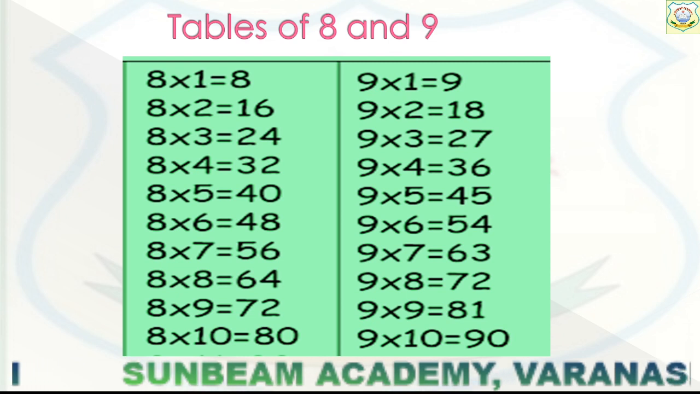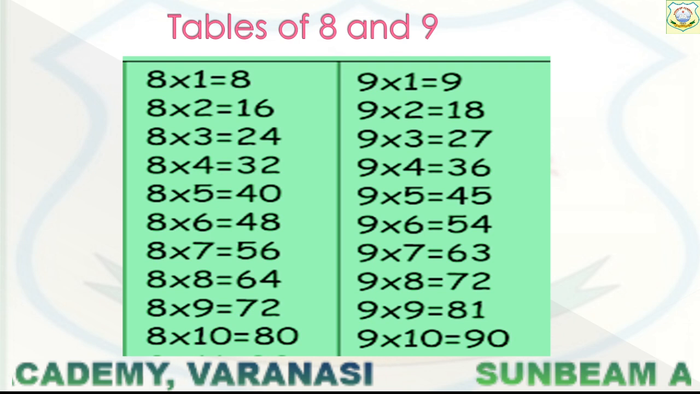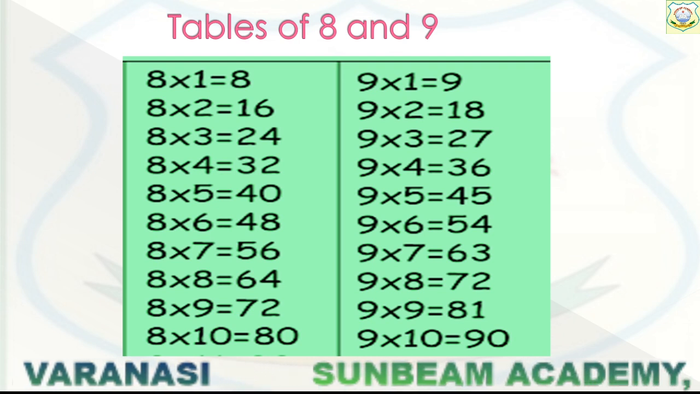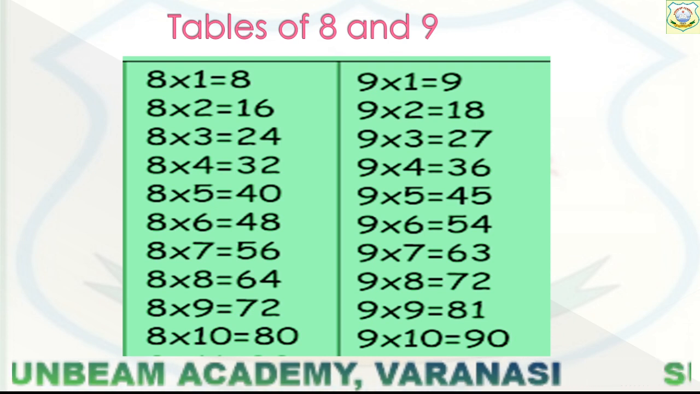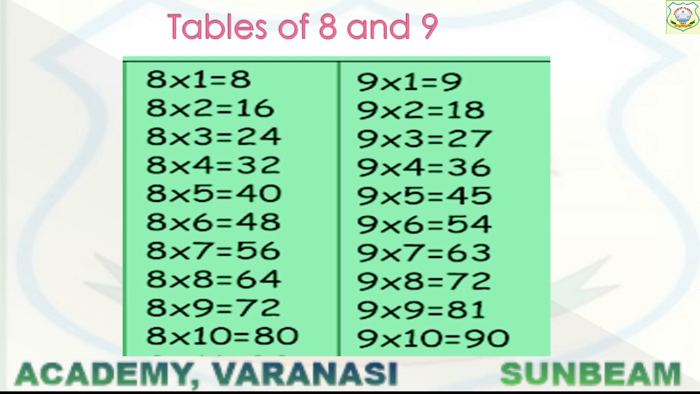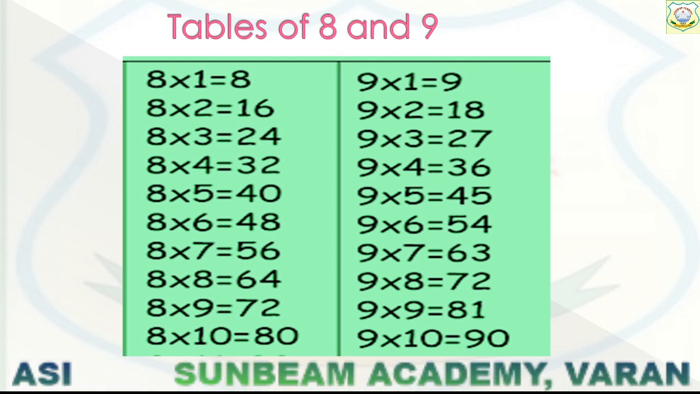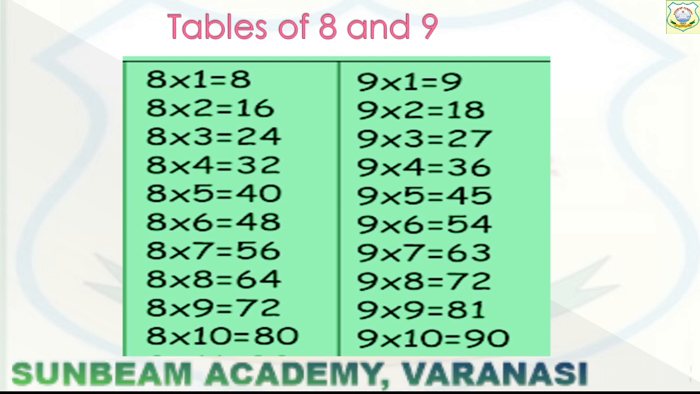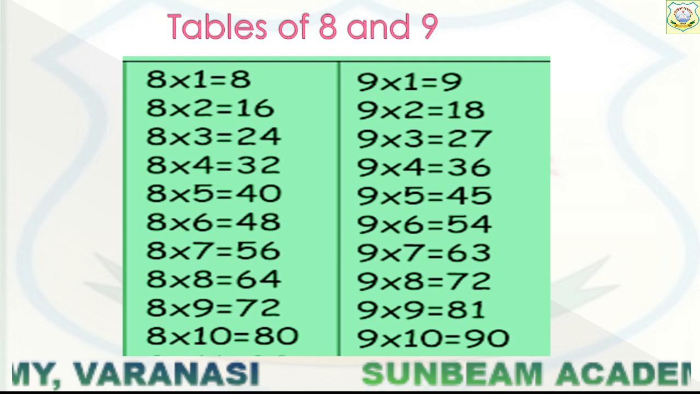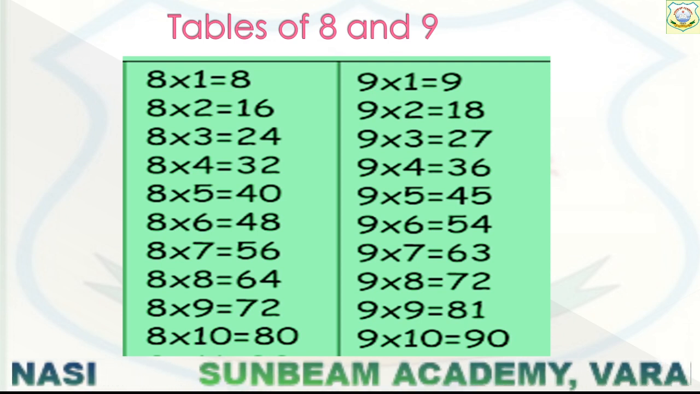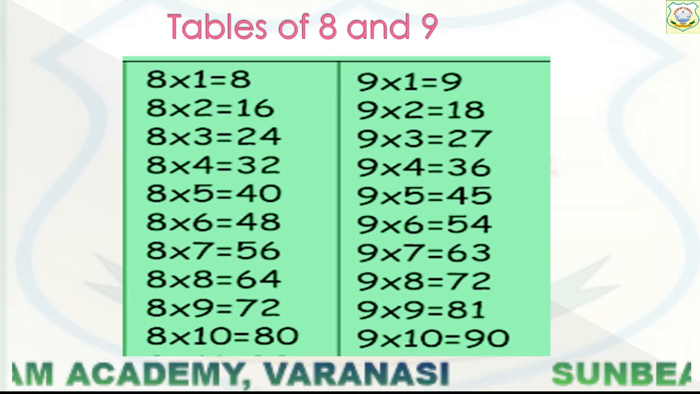Right? Once again. 9 ones is 9. 9 twos are 18. 9 threes are 27. 9 fours are 36. 9 fives are 45. 9 sixes are 54. 9 sevens are 63. 9 eights are 72. 9 nines are 81. 9 tens are 90. So now we have done the tables of 8 and 9.